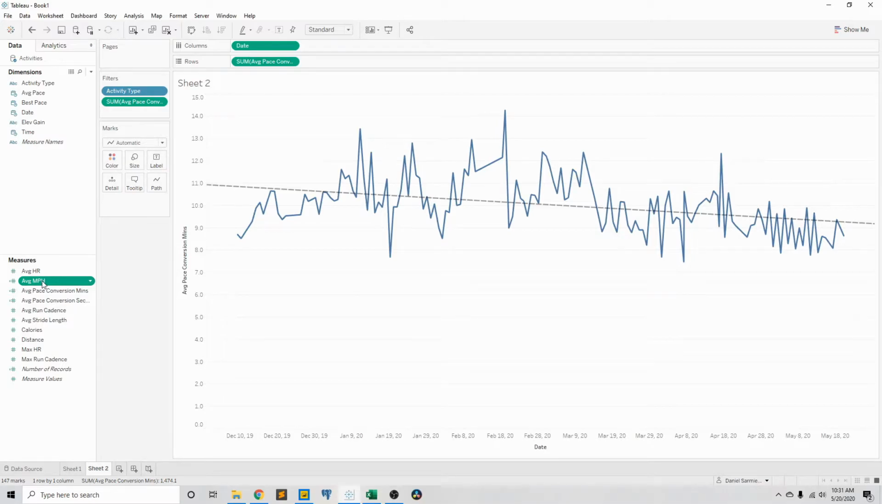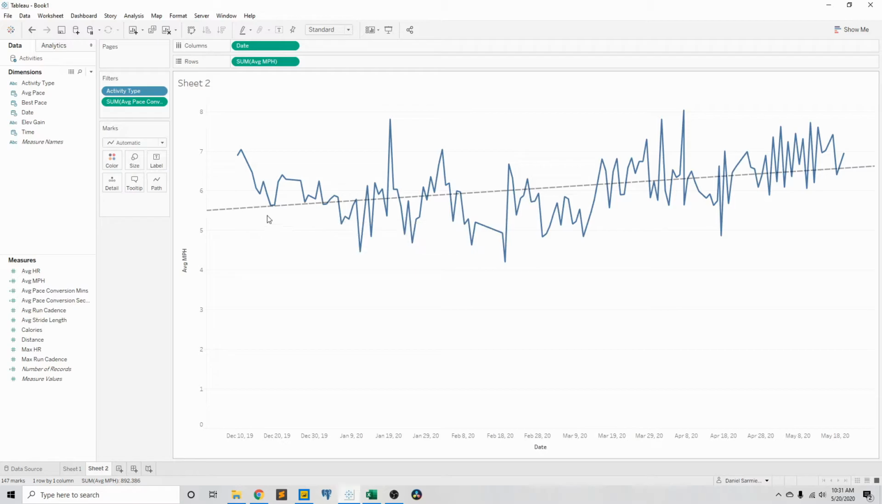So this miles per hour, if I substitute this in, now we have something that looks way better. I was going at 5.5 miles per hour before, and I now go 6.5 miles per hour.